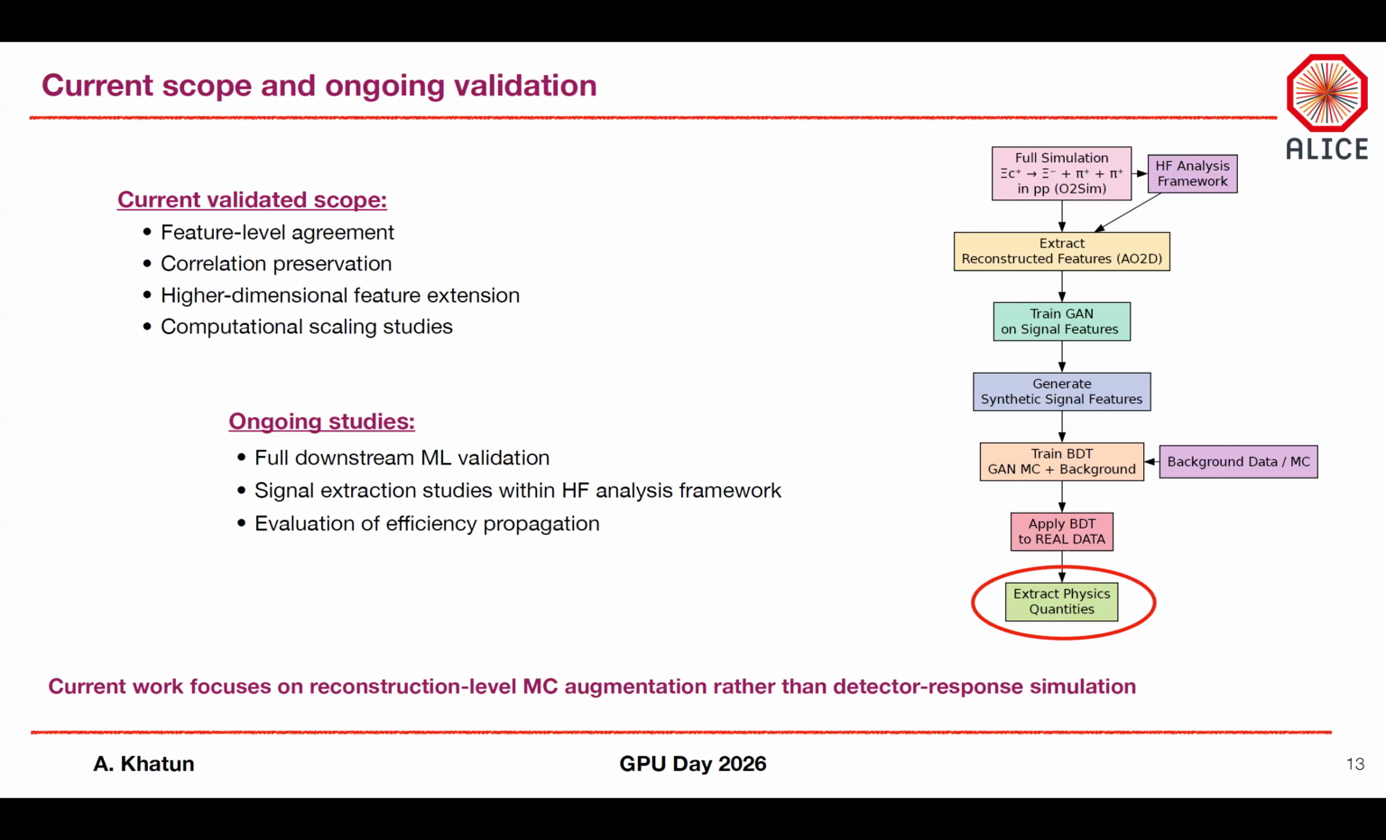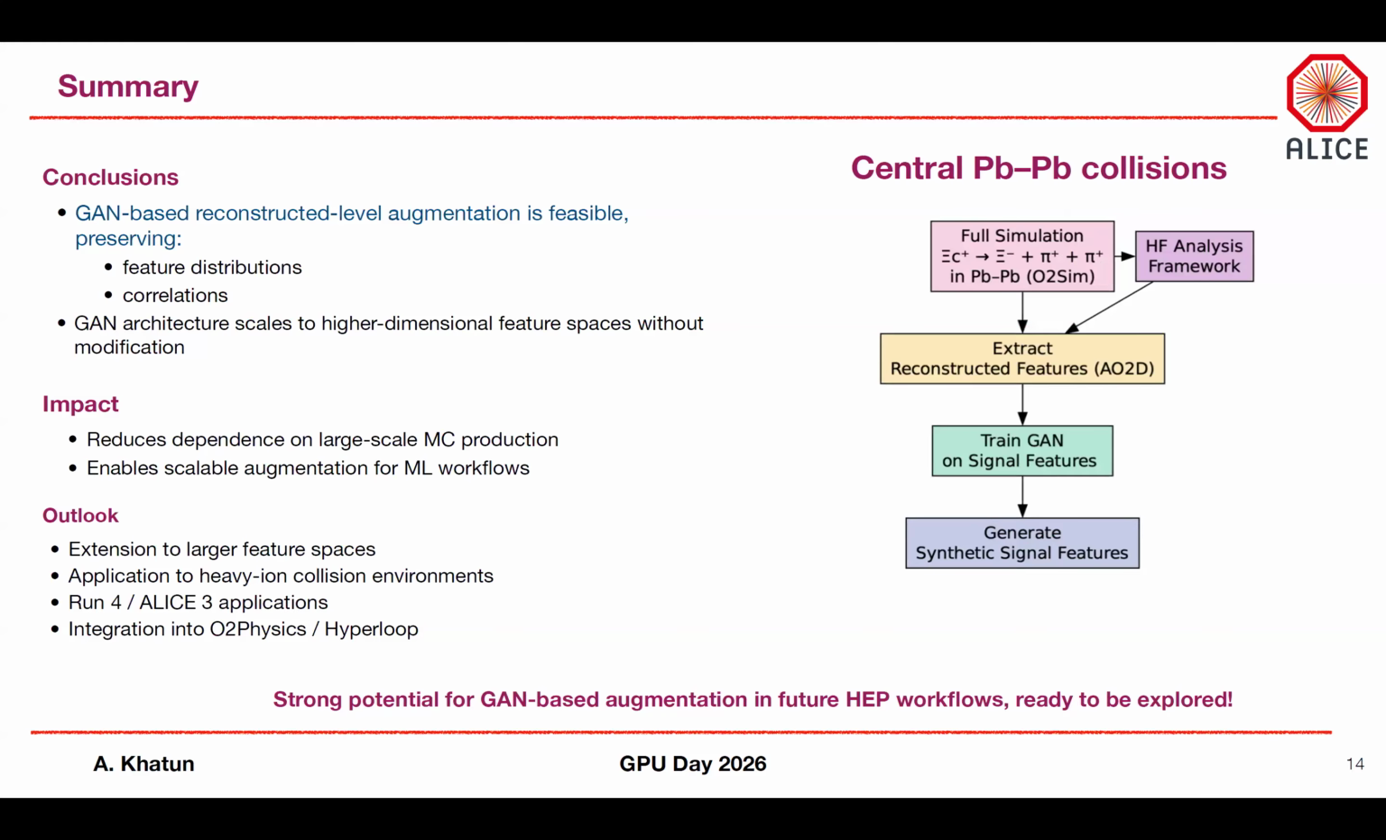We want to apply on data and train a BDT on both the GAN sample and the Alice sample, and compare on data and extract the physics signal to see if it can be useful. This is currently ongoing. But the current work focuses on reconstruction, this MC augmentation, so producing these synthetic signal features. And it works.